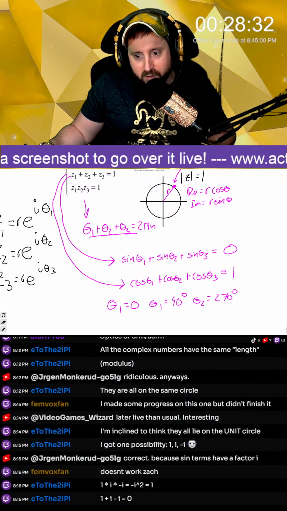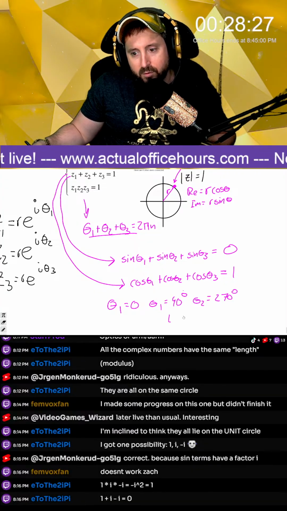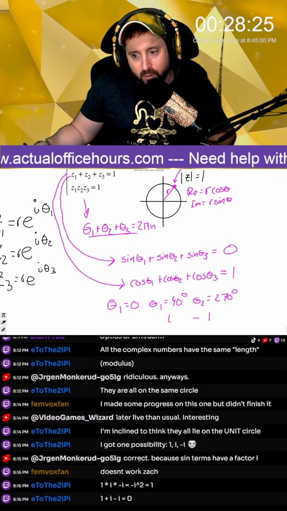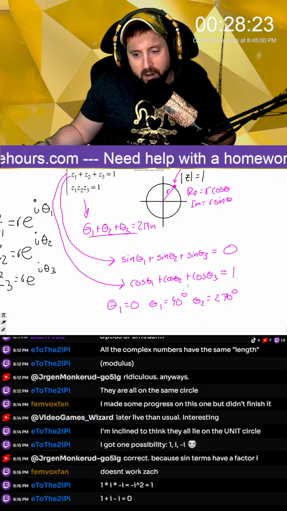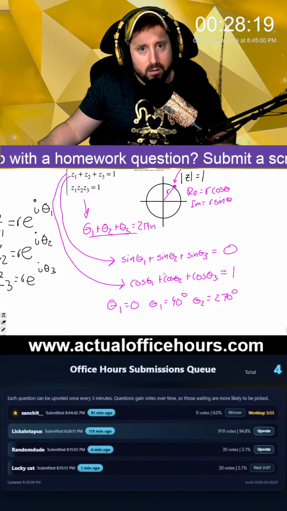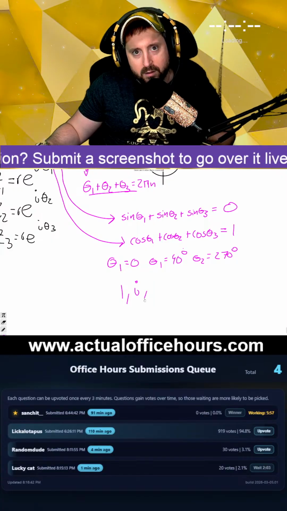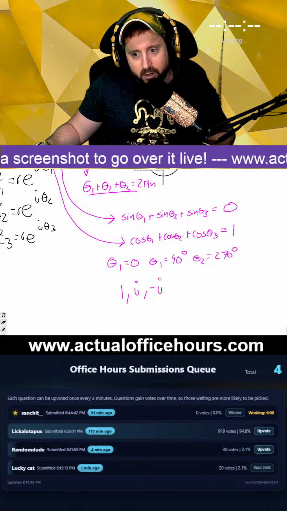Do the sines of the angles add up to 0? Yeah, this is 0. This is 1. This is negative 1. This is 0. Cool. And then do the cosines all add up? Yeah, this does work. Yes, so I will agree. 1, i, negative i does work.